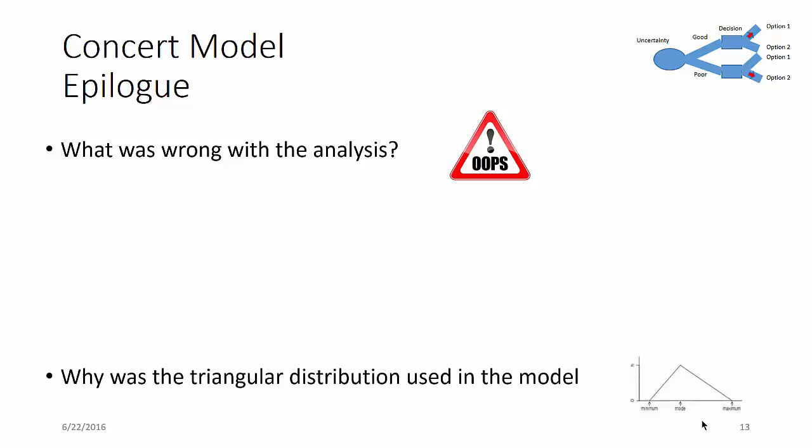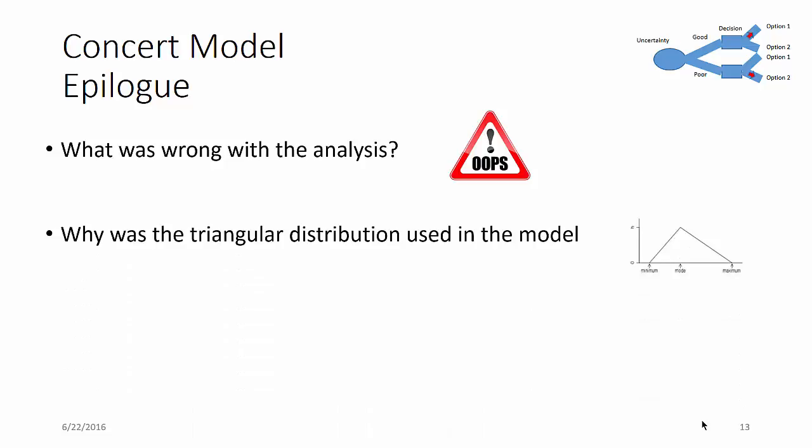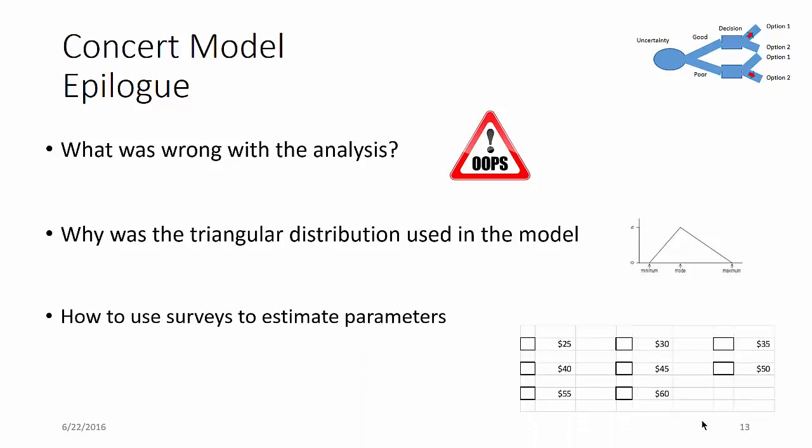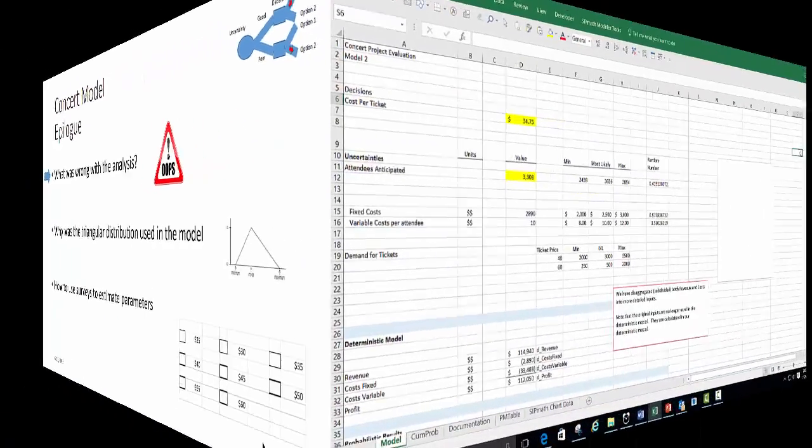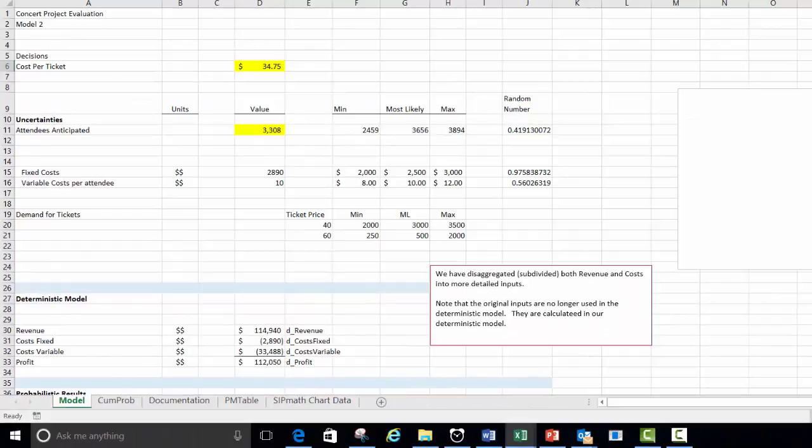We may not know about it, but it does exist, and we always need to be on the lookout for it. The second subject I want to talk about is why we use the triangular distribution. And the third topic is how we might use some surveys to estimate parameters rather than just going to subject matter experts. So we'll talk about these three topics, and let's start with what was wrong with the analysis.